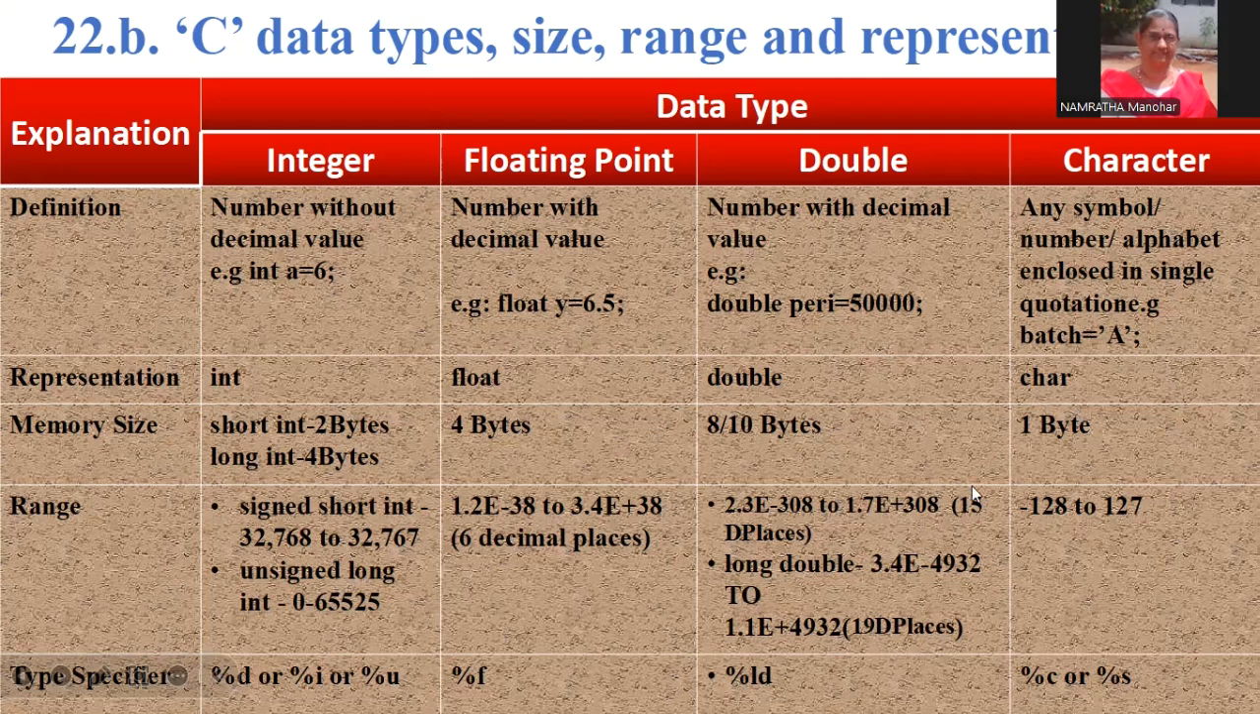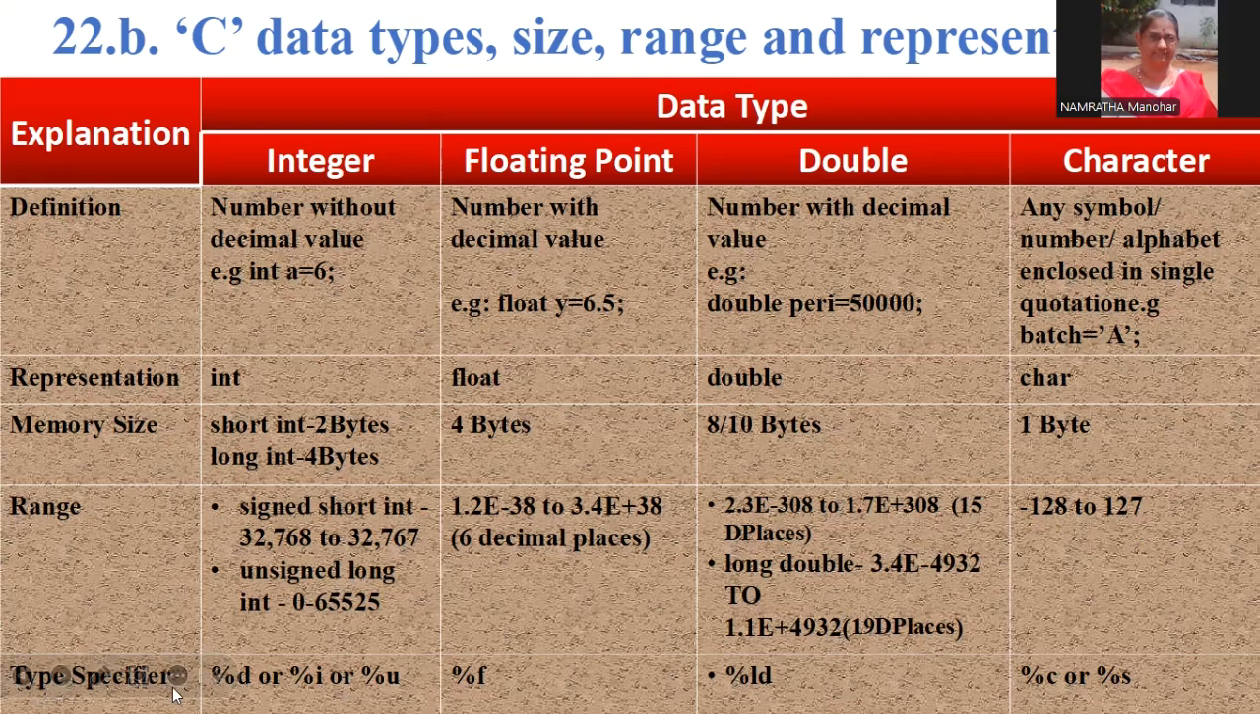Now range, signed short int. Signed short int is in the range minus 32,768 to 32,767. Unsigned is 0 to 65,535. Now, coming to floating point, it is 1.2 E minus 38 to 3.4 E plus 38, that is 6 decimal places. Whereas double is 8 bytes, it will carry 15 decimal places, and long double will carry 19 decimal places. Now, coming to the character, it is minus 128 to 127.